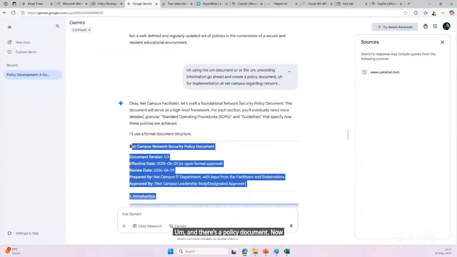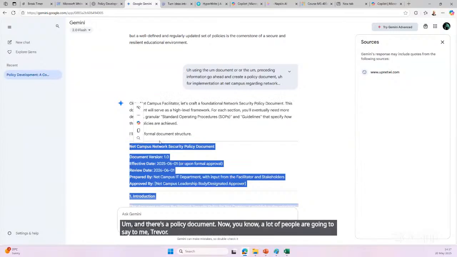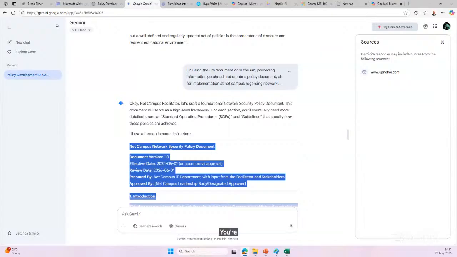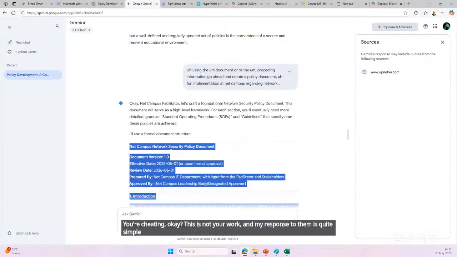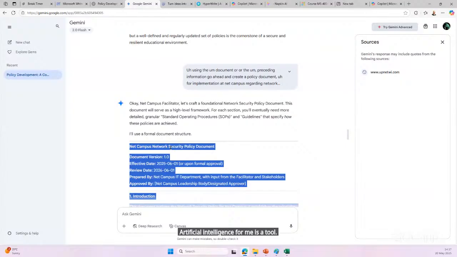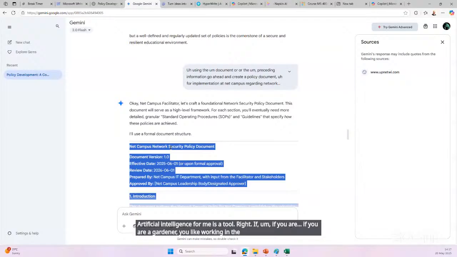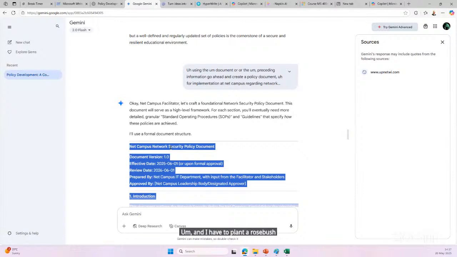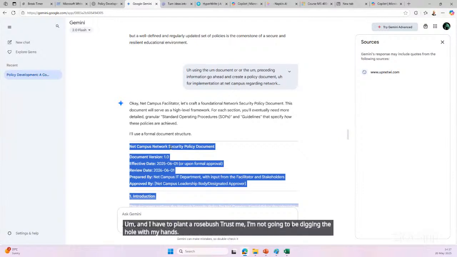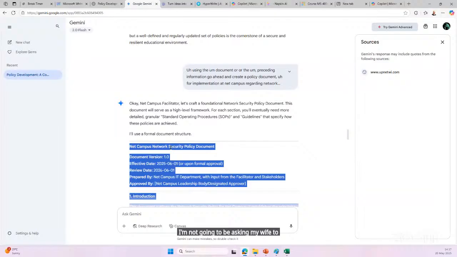Now, you know, a lot of people are going to say to me, Trevor, you're cheating. You're cheating, okay? This is not your work. And my response to them is quite simple. Artificial intelligence, the way that I use it, is a tool, right? If you are a gardener, if you like working in the garden, I'm a part-time gardener, and I have to plant a rose bush, trust me, I'm not going to be digging the hole with my hands. I'm not going to be asking my wife to hand me a spoon so I can dig the hole. If a spade is available, I'm of course going to use the spade to dig the hole.